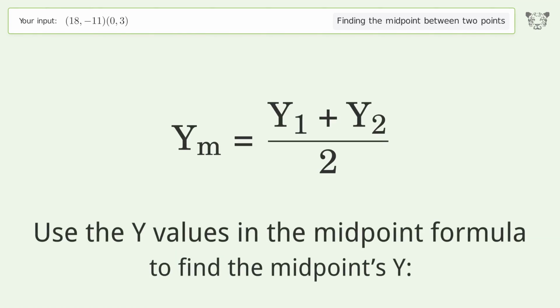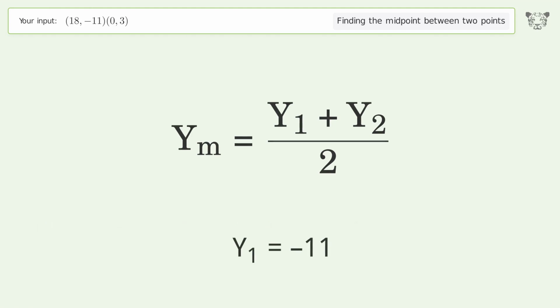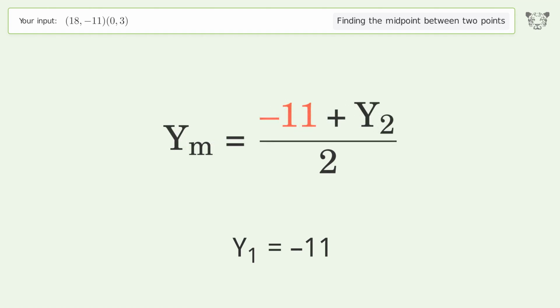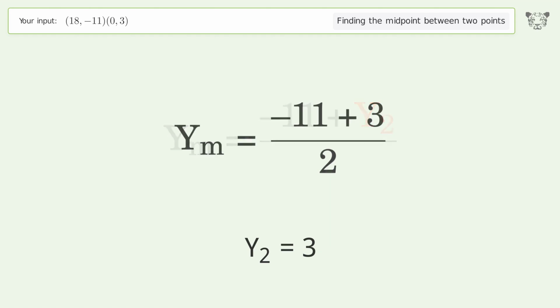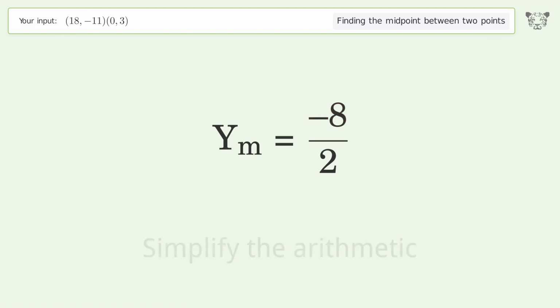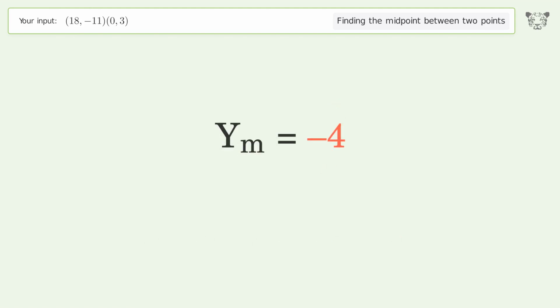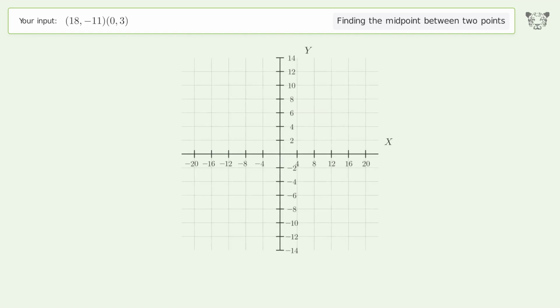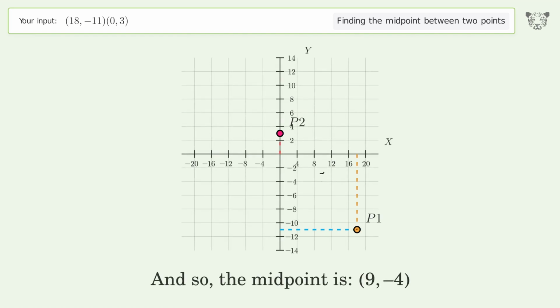Use the y values in the midpoint formula to find the midpoint's y. y1 equals -11. y2 equals 3. Simplify the arithmetic. And so, the midpoint is 9, -4.